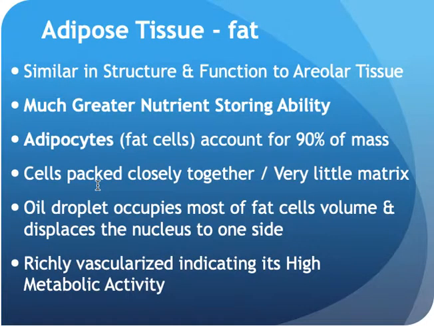So now we move on to adipose, or fat, similar in structure and function to areolar tissue, with a much greater nutrient storing ability. The adipose, or the fat cells, are going to account for 90% of the mass. Cells packed closely together, very little matrix. You're going to see that in a picture here too. An oil droplet occupies most of the fat cell. This is the one that everybody hopes shows up on your test because it's really easy to identify. It's going to push that nucleus to one side. It's going to be richly vascularized, indicating its high metabolic activity.